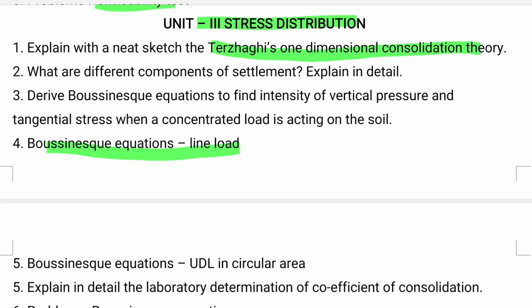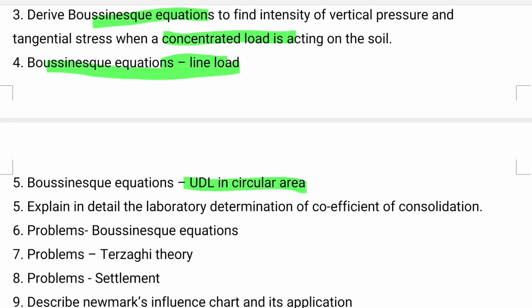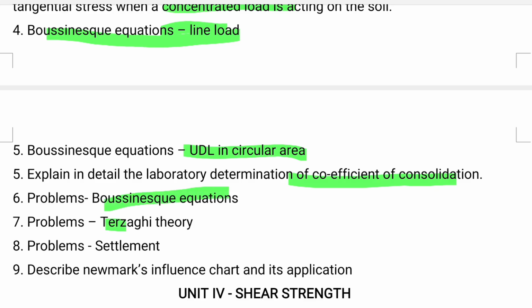Okay, so the next question is the different components of settlement. Then the third question is Boussinesq's equation to find out the concentrated load, that is point load. The second one is line load, then UDL, that is uniformly distributed circular area, then uniformly distributed rectangular area. Okay, so the next question is laboratory determination of coefficient of consolidation. Then problems may come under Boussinesq's equation, Terzaghi theory, then settlement. In the settlement problem there are 2 types: immediate settlement, then consolidation settlement. Most probably the consolidation settlement problem will come.